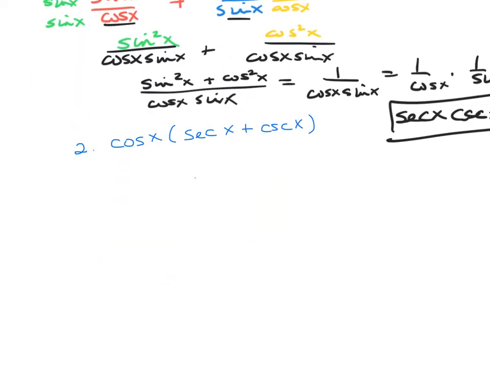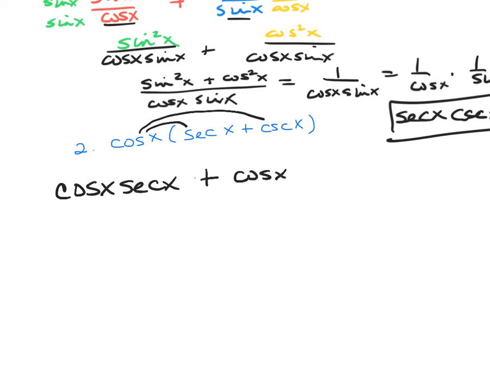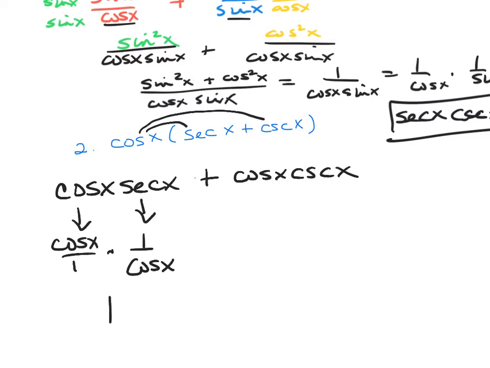All right, so I'm going to distribute cosine x to the secant and cosine x to the cosecant. So cosine x times secant x plus cosine x times cosecant x. You're going to get to the point where you're going to realize when you multiply something by its reciprocal, that's going to become a 1. So I'm going to change my secant here into 1 over cosine. Just redrop down the cosine x. So notice when you multiply something by its reciprocal, this becomes a 1.